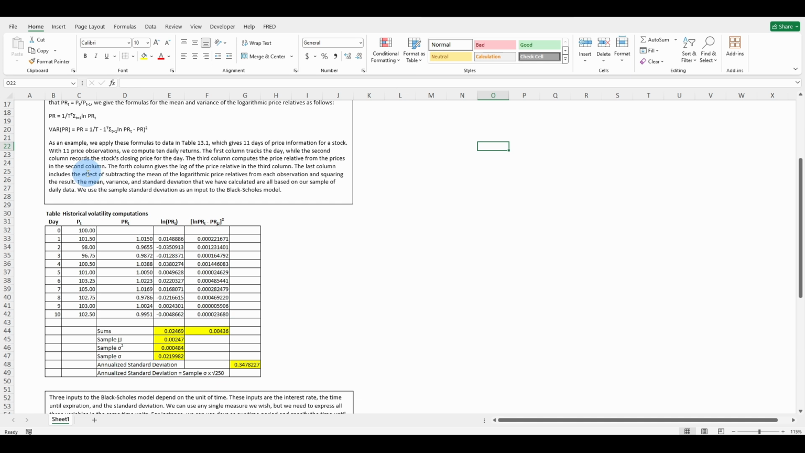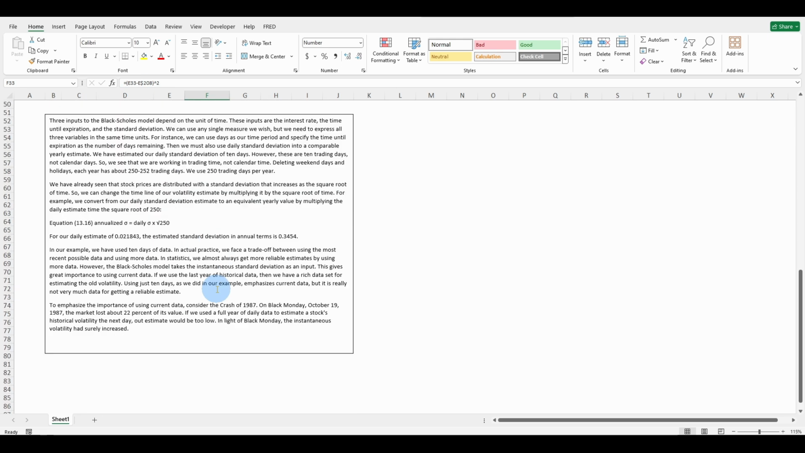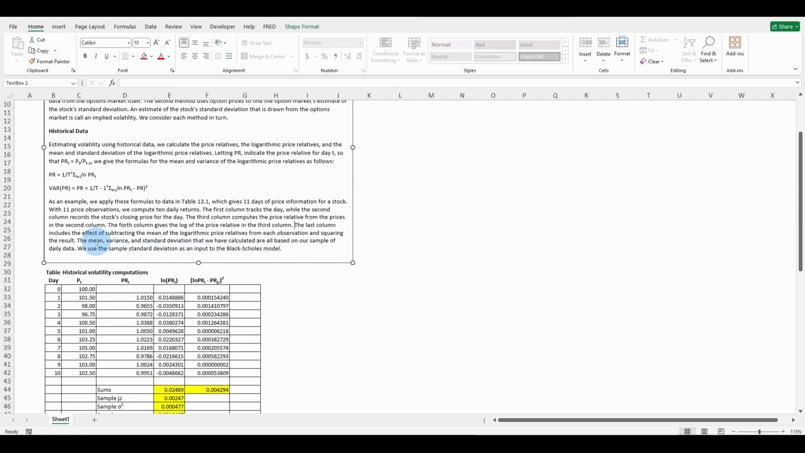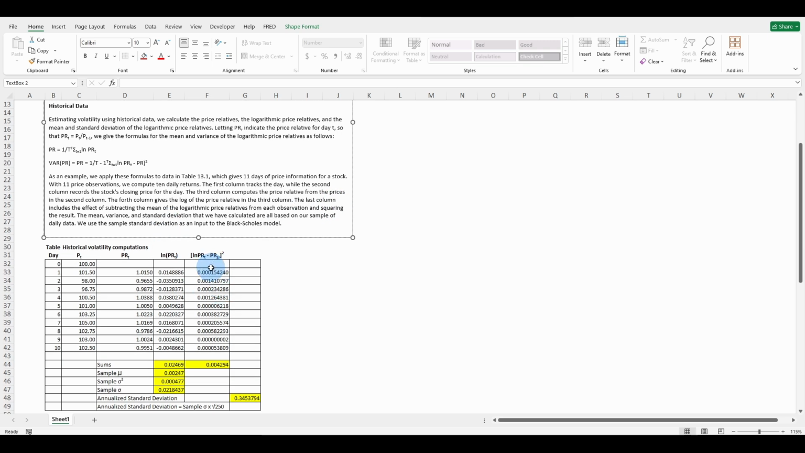The last column includes the effect of subtracting the mean of the logarithmic price relatives from each observation and squaring the results. So we took E33, this log normal of price, minus the mean and squared.